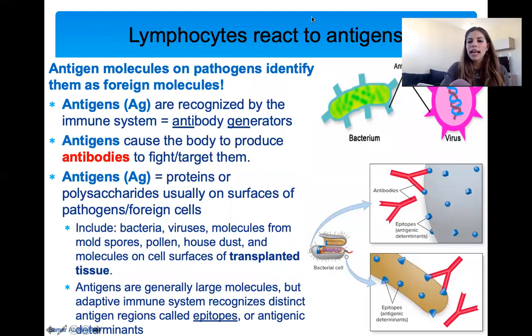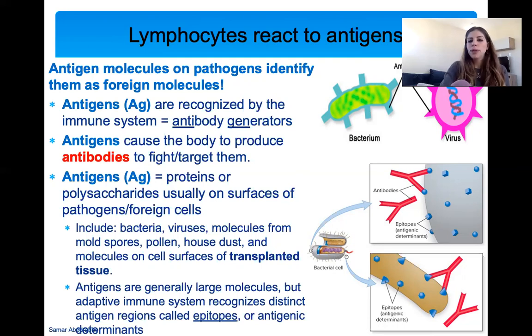So if we look at a bacteria or a virus, they look different than your cells. A virus is not a cell, we know that, it's not alive. But if you look at a virus infectious agent and a bacterial cell, they have different things on them that make them look different than your own cells. So we call those antigens, and they're recognized by your immune system, and your immune system generates antibodies to target antigens. So antibodies are good things, and antigens are antibody generators.